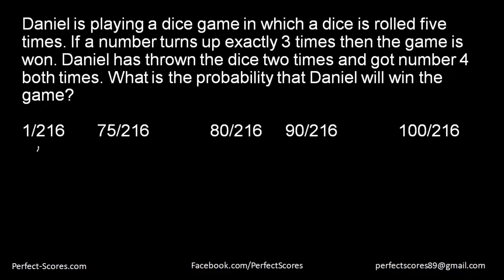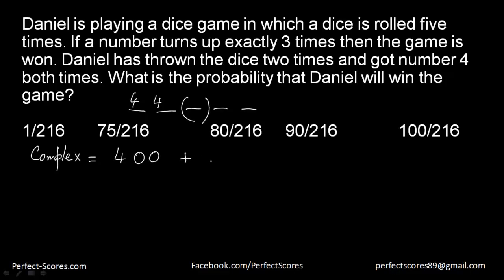So what are the different ways in which he can actually win the game? He's already thrown it 2 times. He's already gotten the number 4. He is planning to throw it 3 more times. So how can he win the game? He can get 1 four and 2 other numbers, right? Or he can get any number here, any other number here, but the next number to be the same and the next number to be the same.